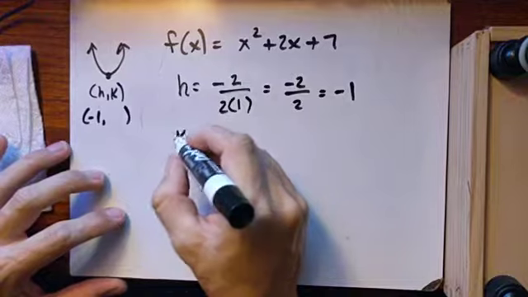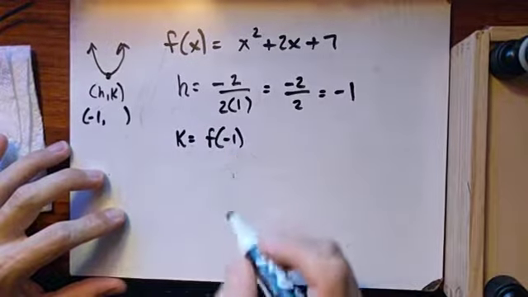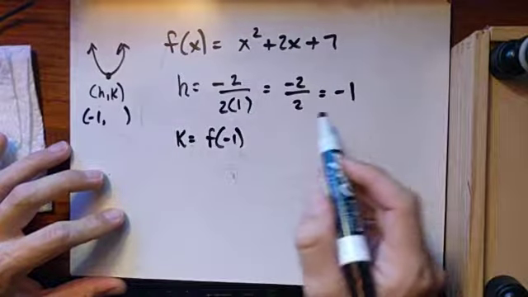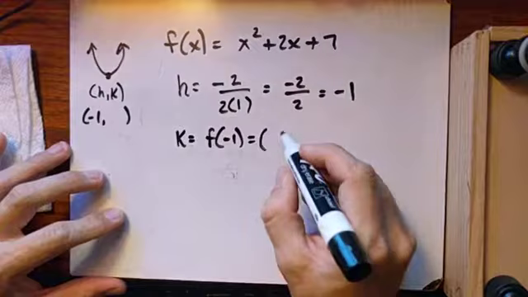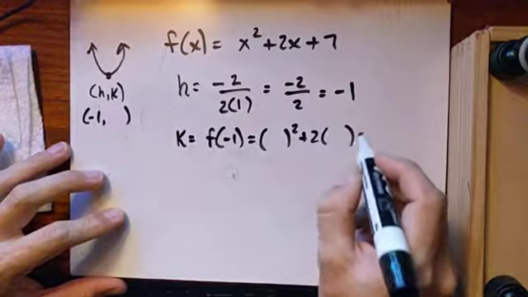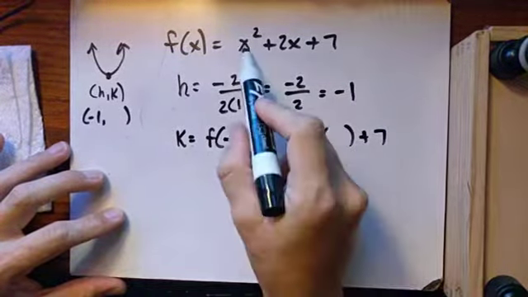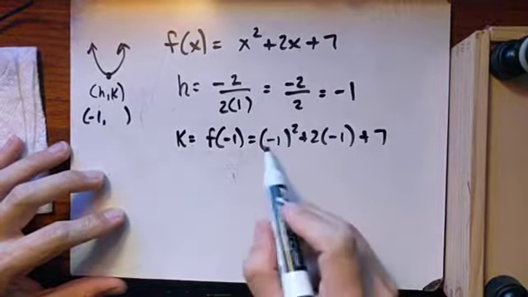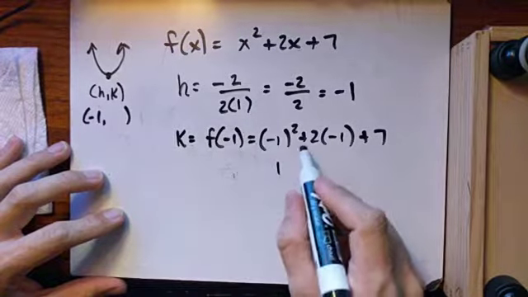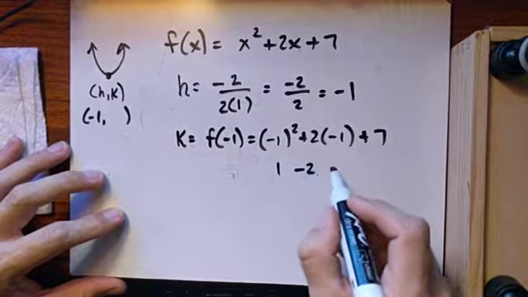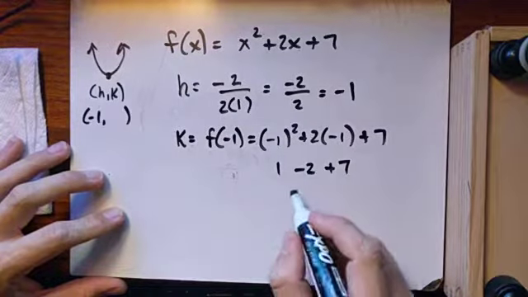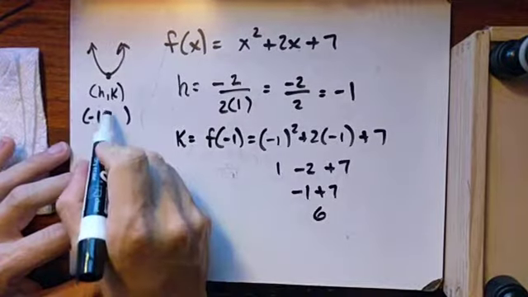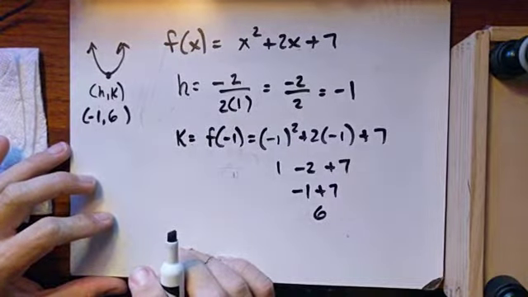What's k? k is f of negative 1. That means we put the negative 1 back into the function and figure out what the range value is. So we're going to take all our x's. The x here is now going to be negative 1, and the x here is also going to be negative 1. Okay, negative 1 times itself is 1. This positive times a negative is a negative. And then 1 minus 2 is negative 1, and we get 6. Okay, so 6 is the k value, so that's where the vertex is.